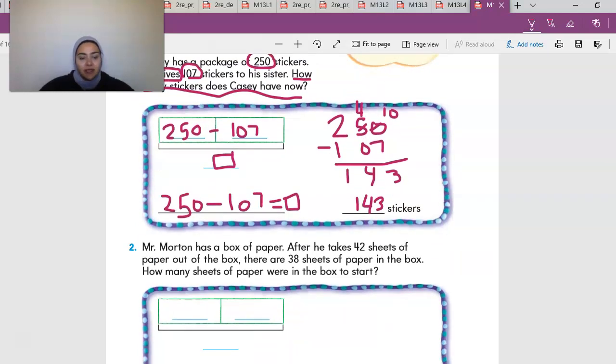Let's look at number 2. Mr. Morton has a box of paper. After he takes out 42 sheets of paper, there are 38 sheets of paper in the box. How many sheets of paper were in the box to start with?